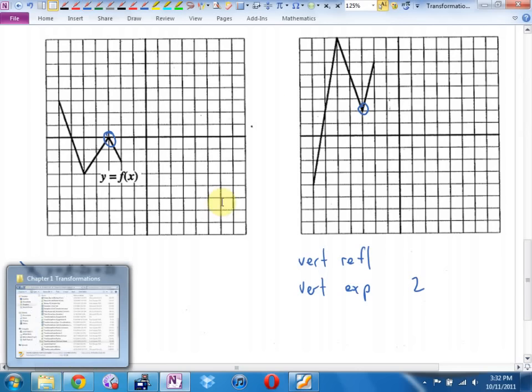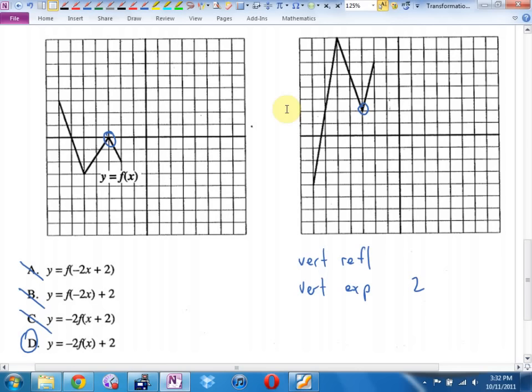Oh, I guess I should write down 2 up, since when I print this up, you'll freak out if that's not there. Maybe you won't.